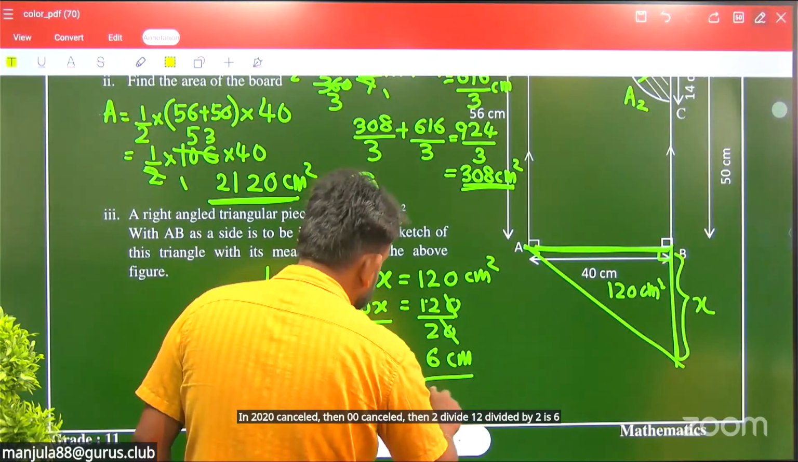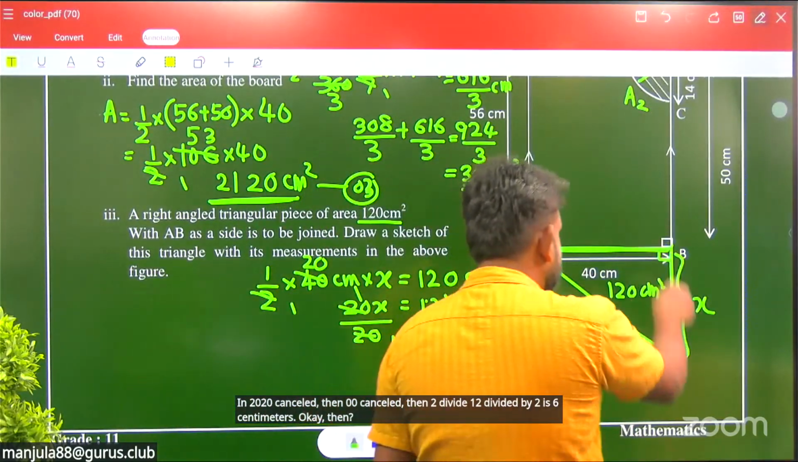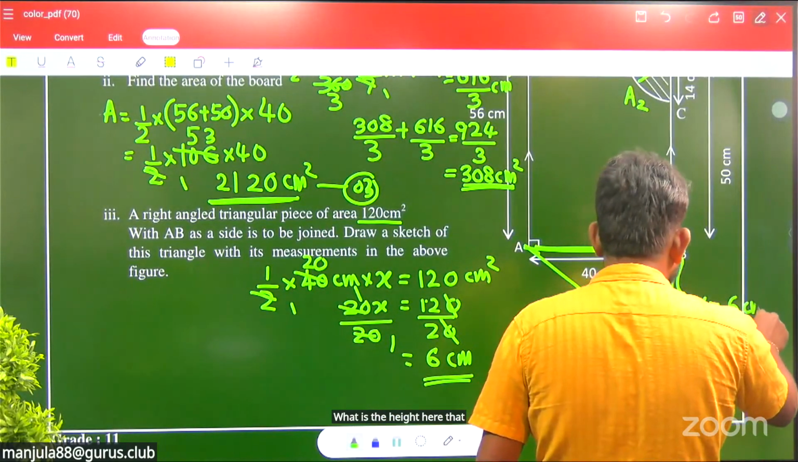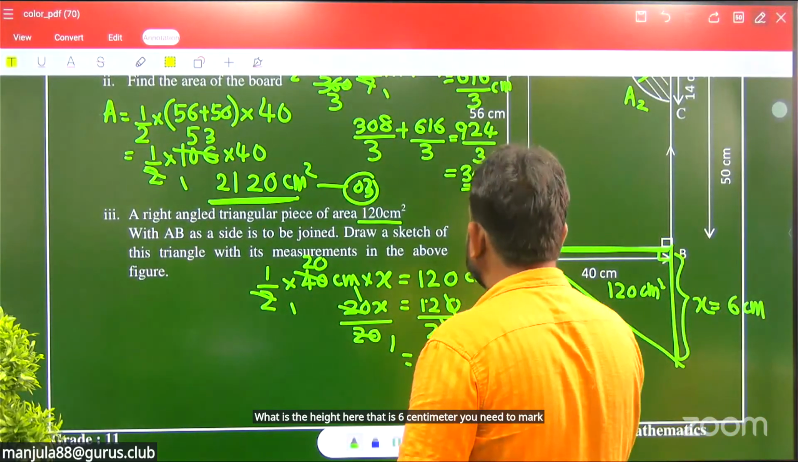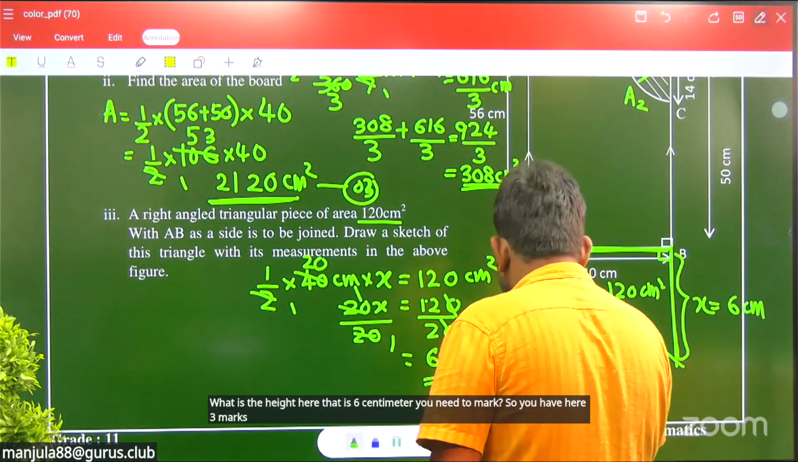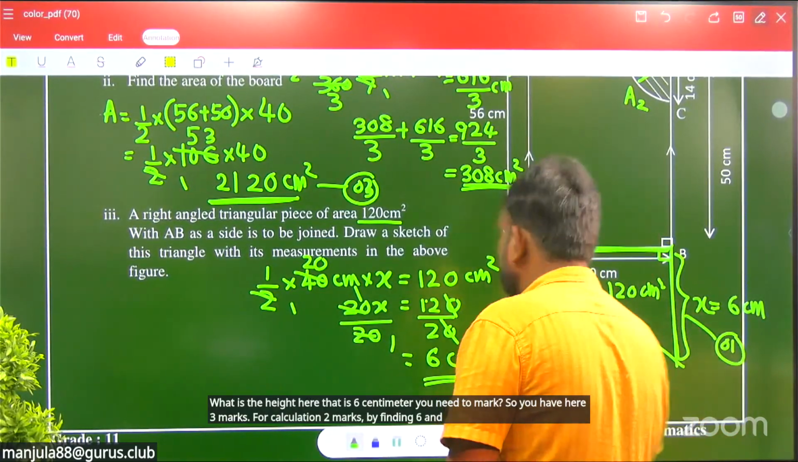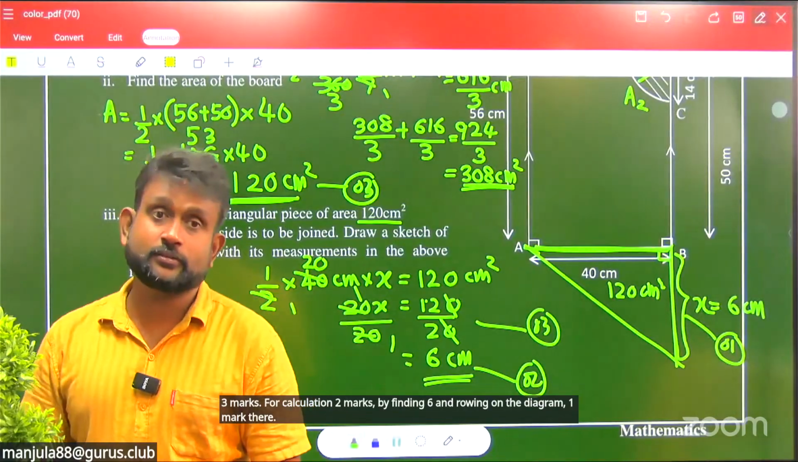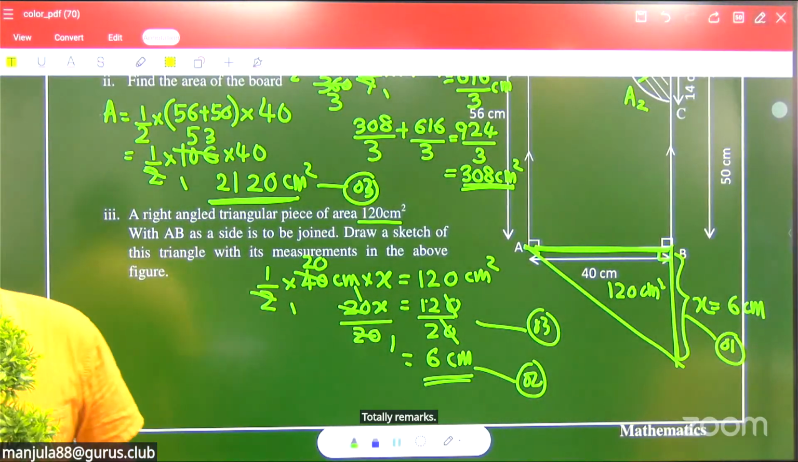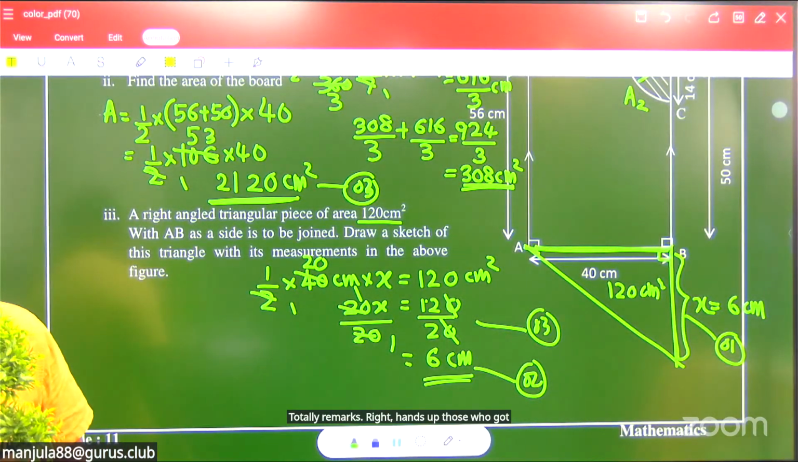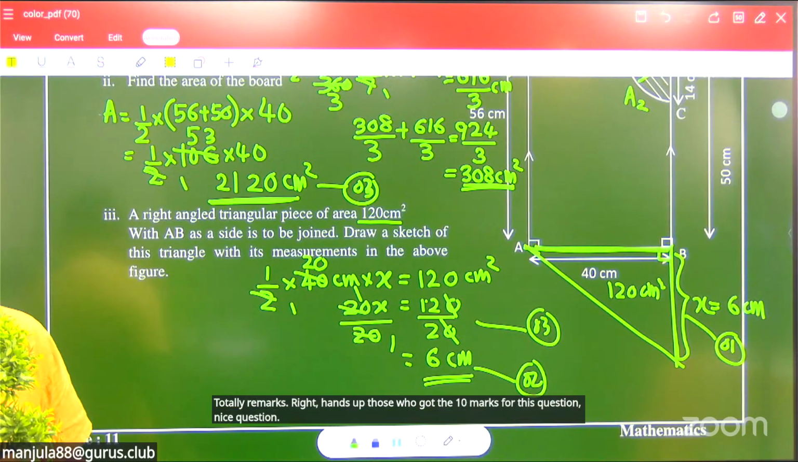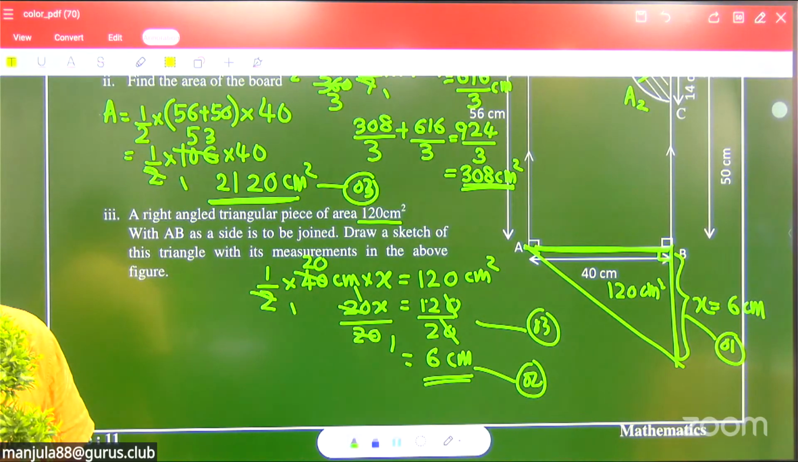centimeters. Okay, then what is the height here? That is 6 centimeters, you need to mark. So you have 3 marks here: 2 marks for calculation by finding 6 and 1 mark for drawing on the diagram. There are 3 marks in total. Right, hands up those who got the 10 marks for this question. Nice question. Okay, excellent.